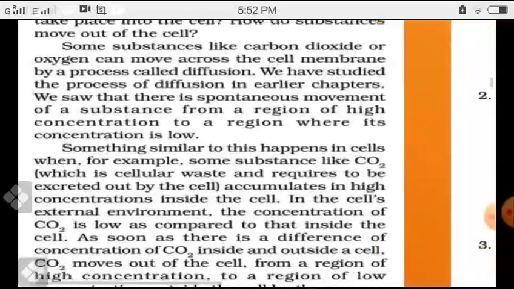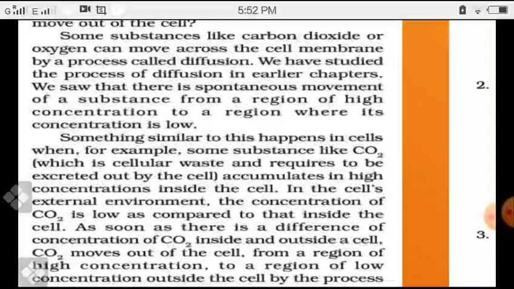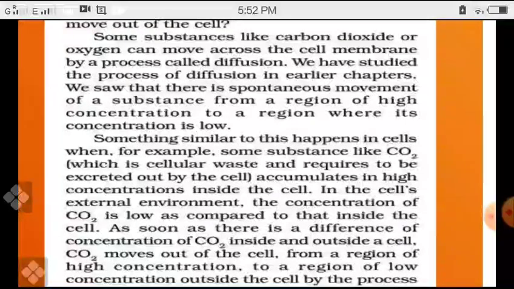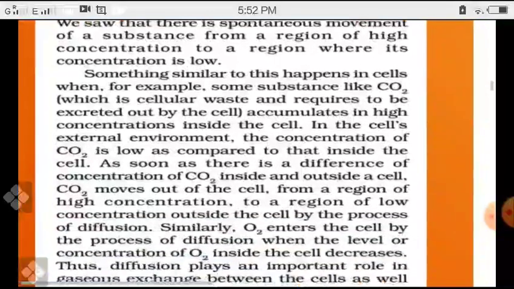For example, some substances like carbon dioxide or oxygen can move across the cell, in and out of the cell, by a process called diffusion. In your earlier classes you have learnt about diffusion, right? So what is it? It is the spontaneous movement of a substance from a region of higher concentration to a region of lower concentration. Something similar to this happens in the cells also.